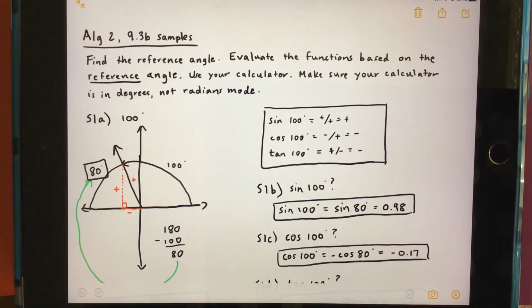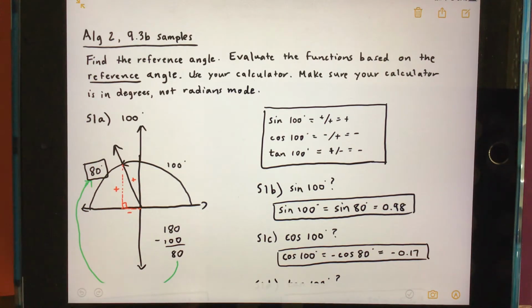Good morning, Algebra 2. We are going to go over our 9.3b samples in preparation for our 9.3b quiz, where we are finding a reference angle, given an angle that we're going to draw in standard position first. Then we'll evaluate the functions sine, cosine, and tangent based on the reference angle. You'll use your calculator to find the values for the reference angle, and you're going to make sure your calculator is in degrees, not radians mode.